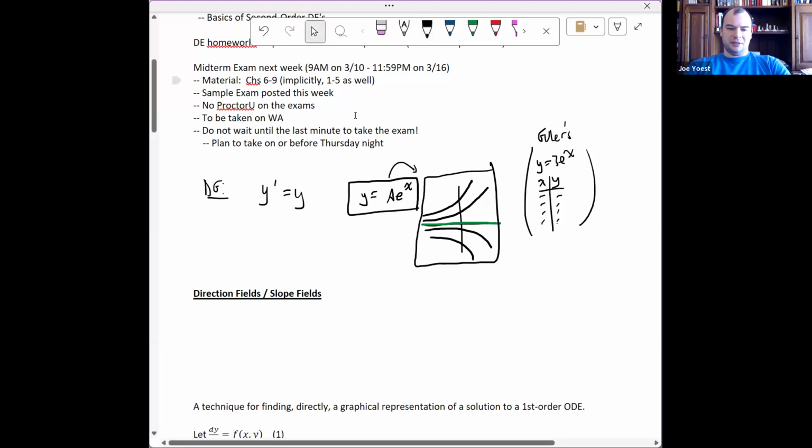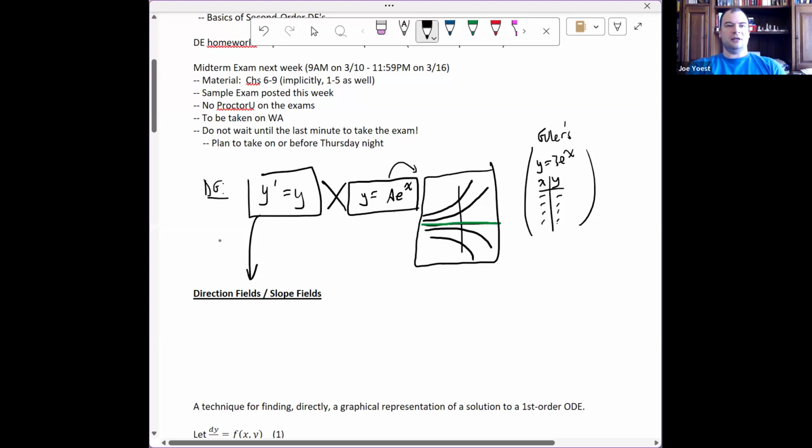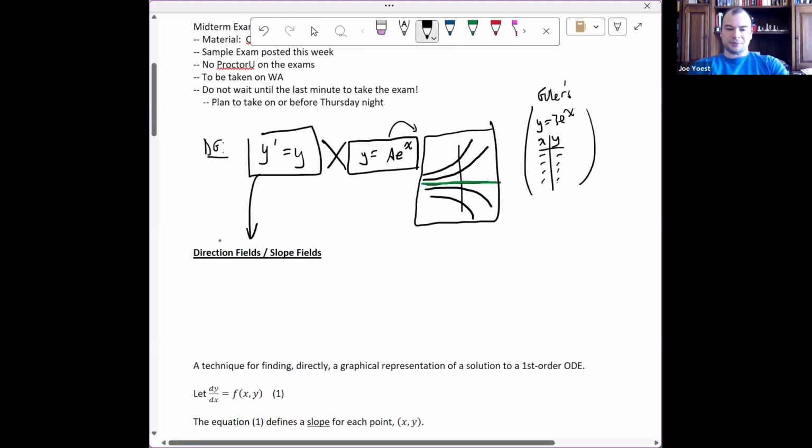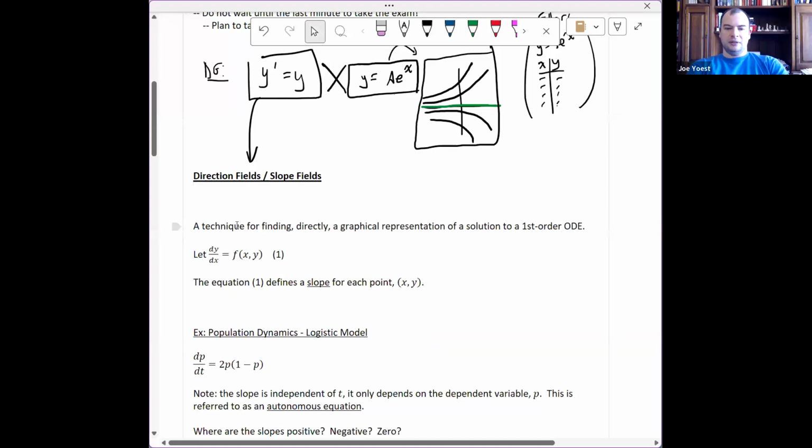But what the direction field looks at is directly at the geometry of the differential equation itself. So starting here, not working off of the algebraic solution, it starts directly with the differential equation and directly attempts to get a graphical representation of the solution. So it's a direct technique for finding approximately graphical representations of solutions.